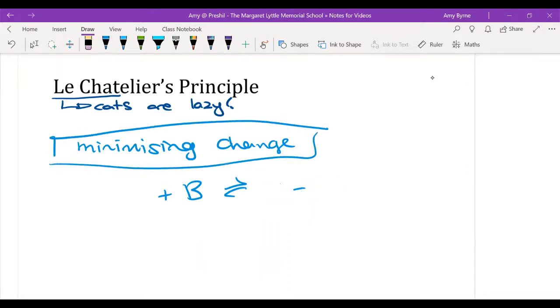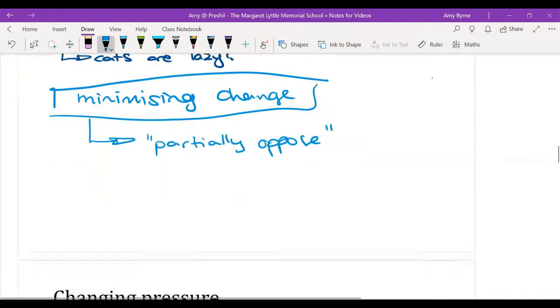The other way you will sometimes see this worded, and it depends on what other curricula your chemistry teacher teaches, partial. So another way you will hear Le Chatelier's expressed is if a change is introduced to a system, the equilibrium will shift to partially oppose that change. Okay. So let's look at some of these changes.